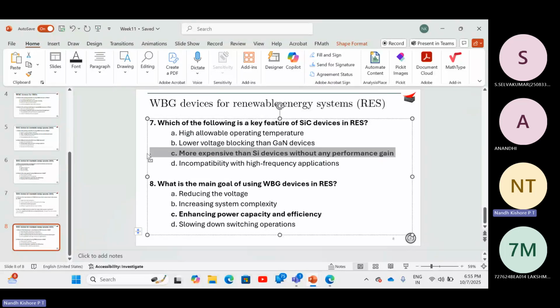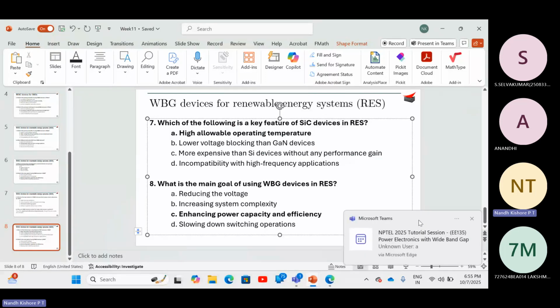So which is the correct answer? Again, I think this is very easy, right? Which of the following is a key feature? It has high operating temperature. And the second thing is, yeah, correct: SiC devices have higher voltage blocking capability than GaN.